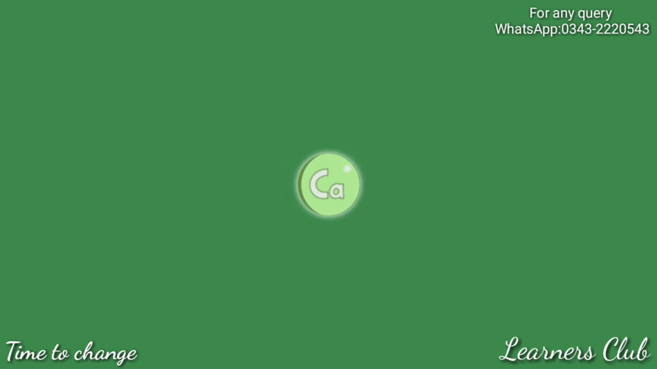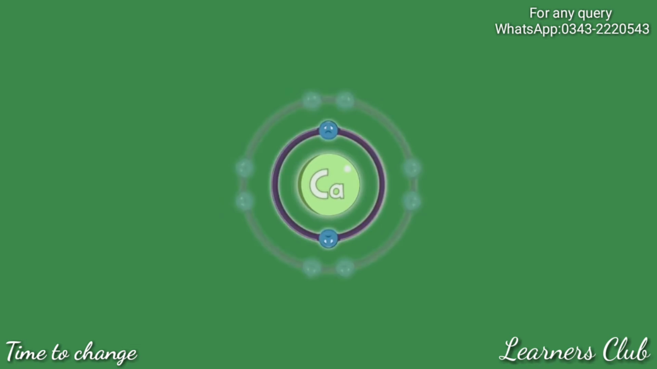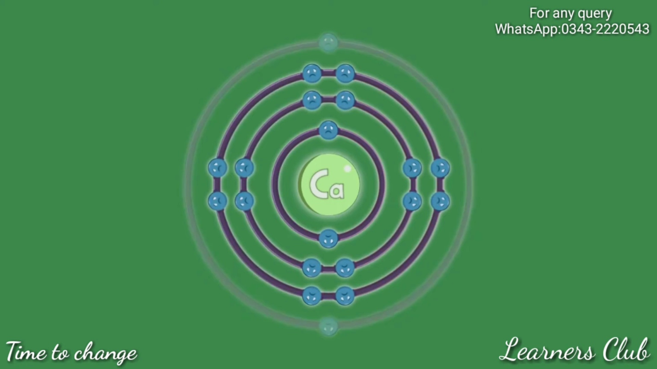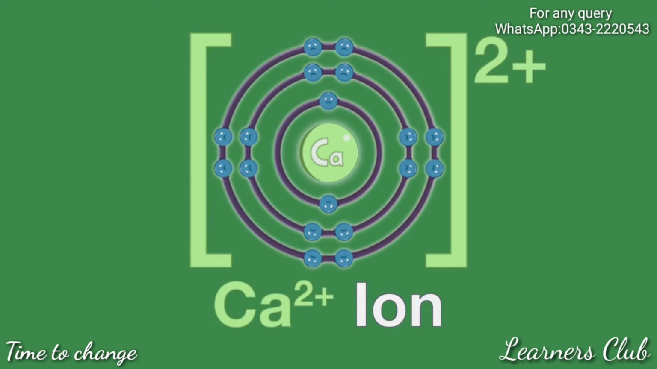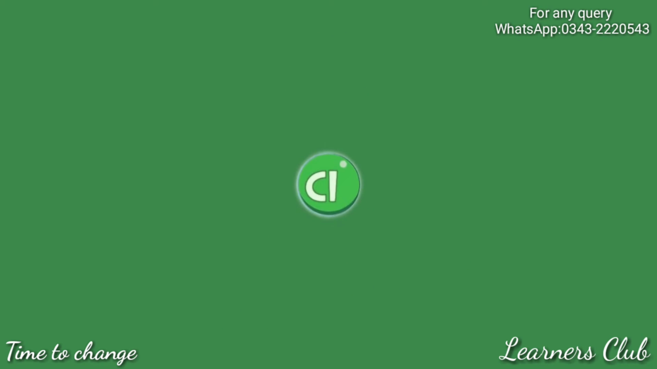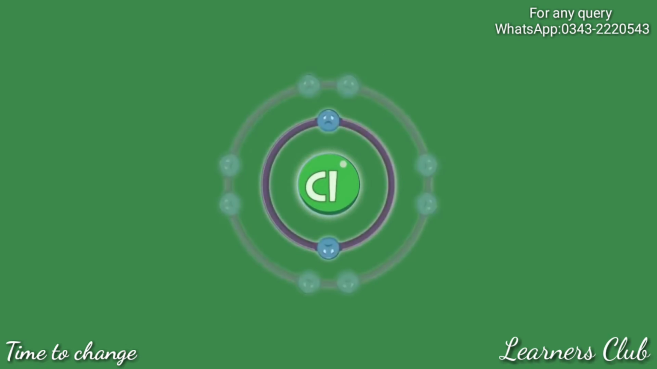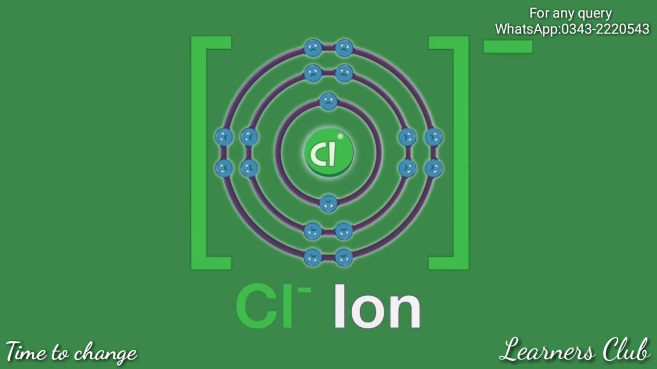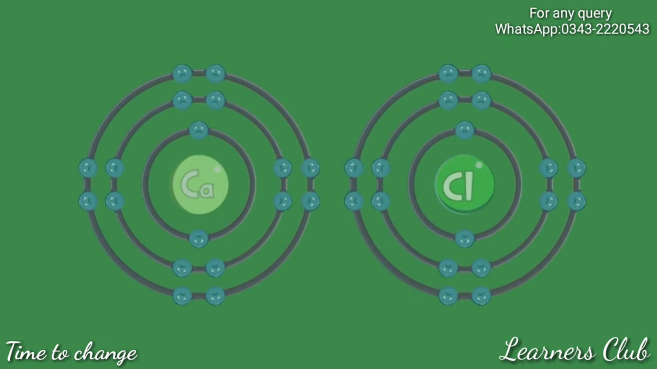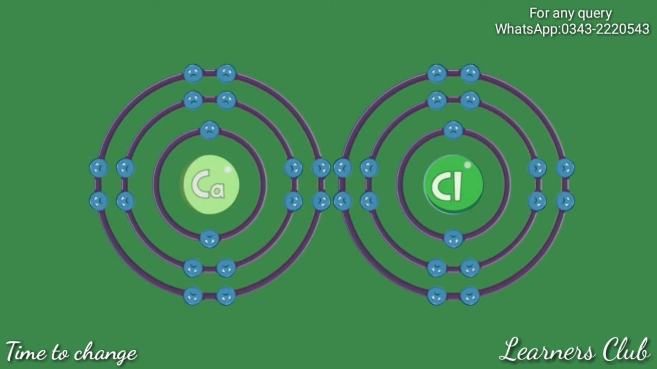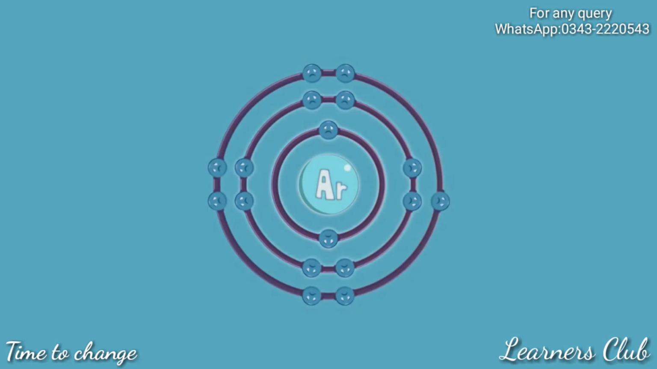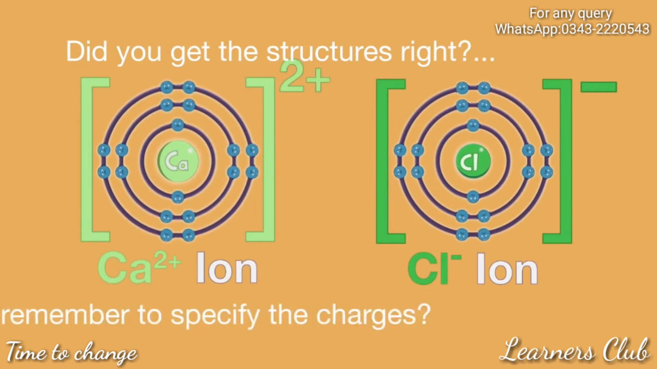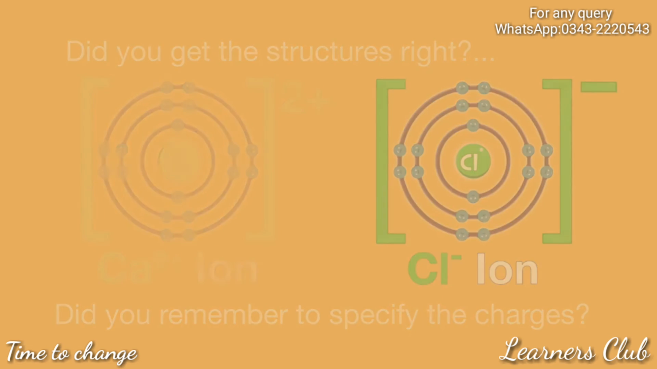The electronic structure of calcium is 2, 8, 8, 2. It loses 2 valence electrons to form a calcium 2+ ion. The electronic structure of chlorine is 2, 8, and 7. It gains an electron to form a chloride ion. These two ions have the same electronic structure as an argon atom. Did you get the structures right? And did you remember to specify the charges?